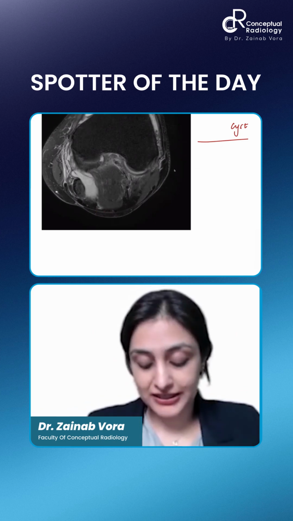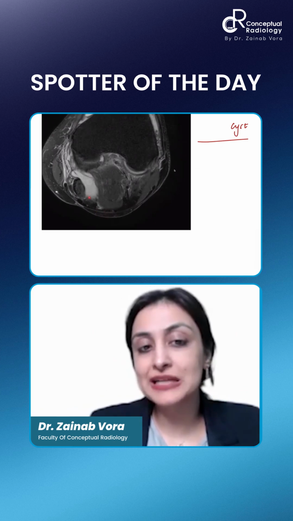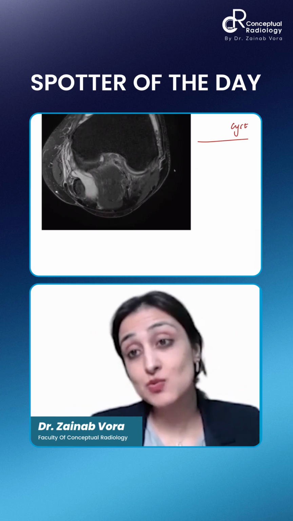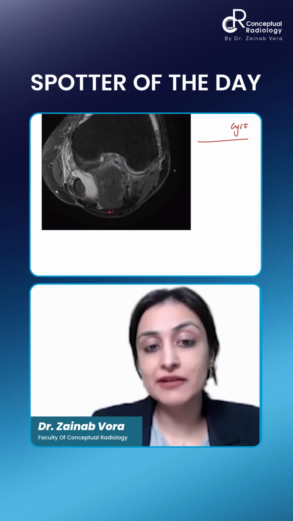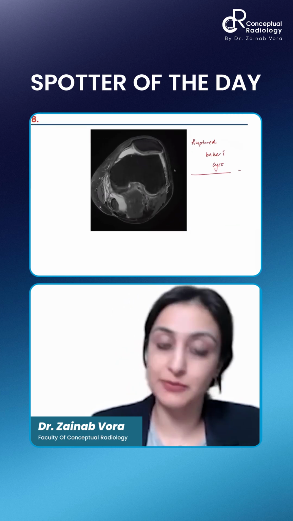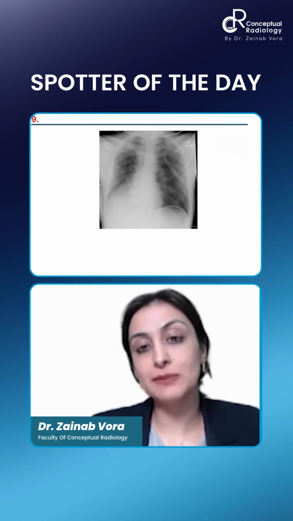So that is why the collection would be subcutaneous. It can't be deep into the intermuscular plane. So that is why not Morel-Lavallée. It's a closed degloving injury in the subcutaneous plane. There is a hematoma, right? So this is a ruptured Baker's cyst.